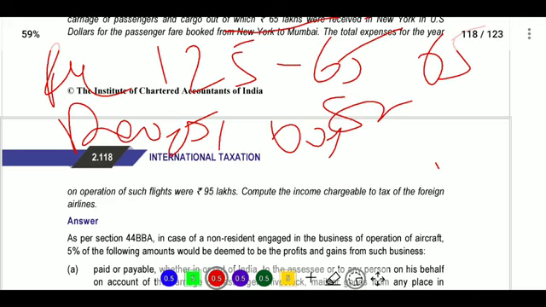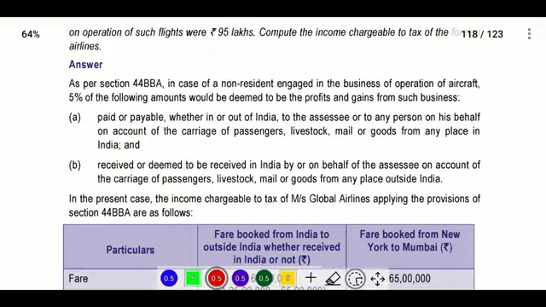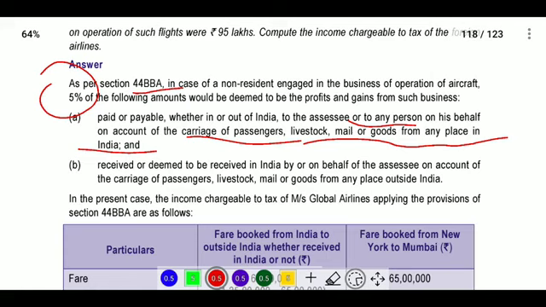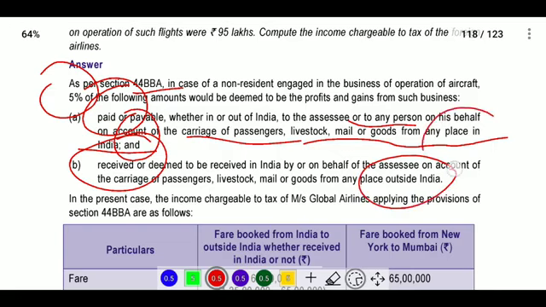Next, compute the income chargeable to tax of the foreign airlines. So as per section 44BBA, in case of a non-resident engaged in business of operation of aircraft, 5% of the following amount would be deemed to be profits and gains for such business: paid or payable, whether in or out of India, to the assessee or to any person on account of carriage of passenger, livestock, mail, goods from any place in India, and that paid or deemed to be received in India by or on behalf of the assessee on account of carriage of passenger, livestock, mail, goods from any place outside India, from any place inside India.